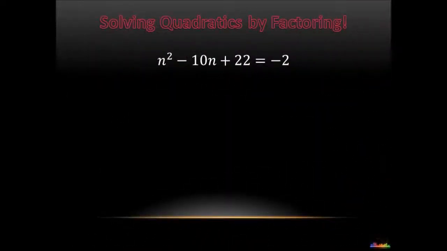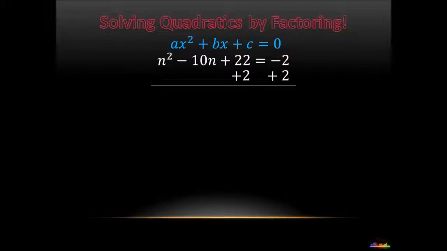This next quadratic function is not in factored form and it's not in standard form. So we're given the function n squared minus 10n plus 22 equals negative 2. We need to put it in standard form, which is ax squared plus bx plus c equals 0. So what we need to do is add 2 to both sides to get n squared minus 10n plus 24 equals 0.